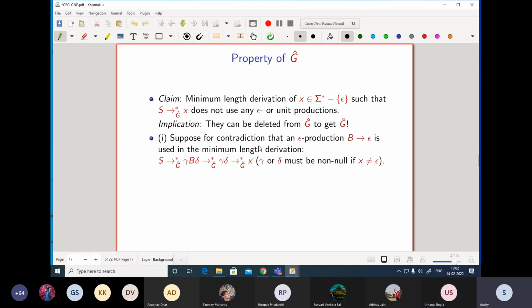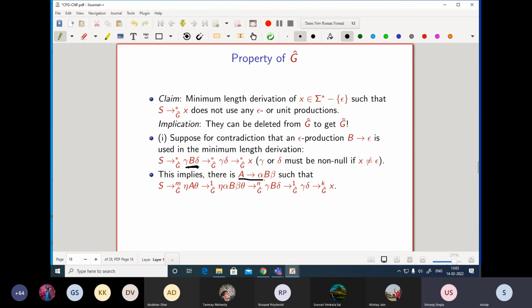Let's prove this claim. Suppose for contradiction that there is a production B going to epsilon that is being used in a minimum length derivation of S going to x. So what is the structure? At some point I have derived gamma B delta, and then I am replacing this B by epsilon to get gamma delta, which is then derived to x. And it must also be true that at least one of gamma or delta should be non-null, because x is non-null.